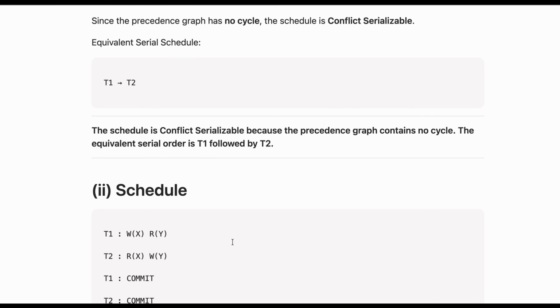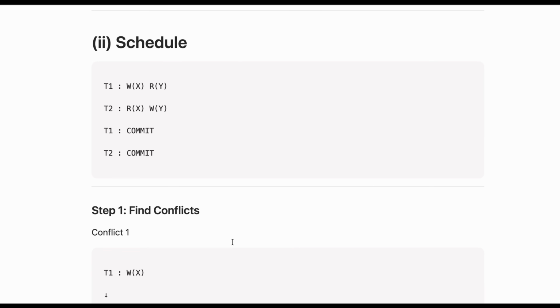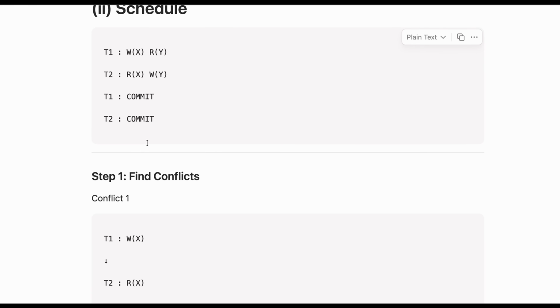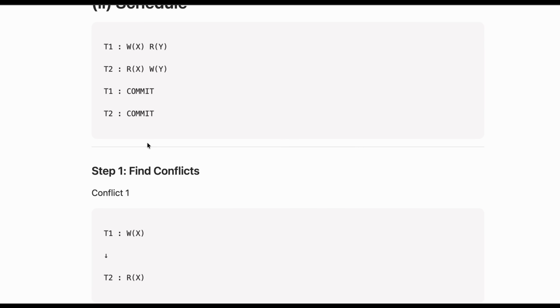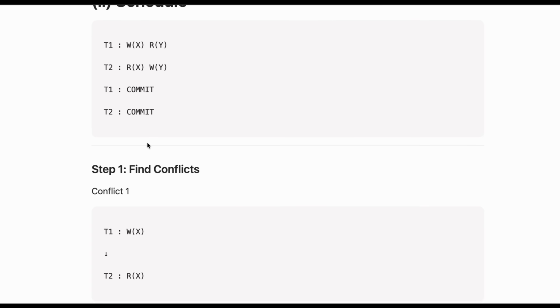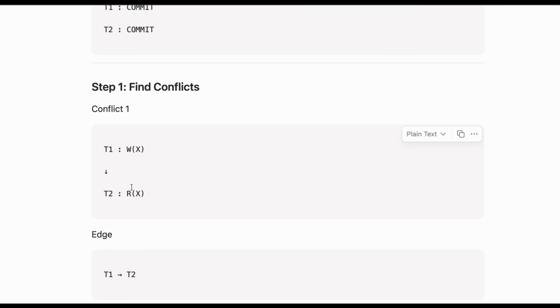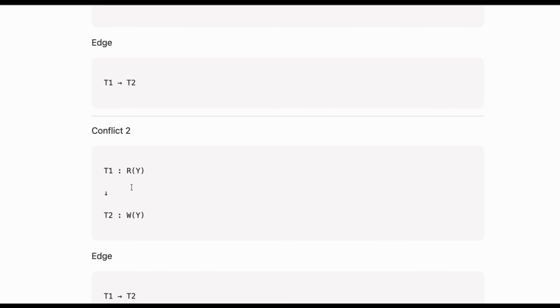Now we are moving to the second part of our first question, which is the schedule: T1 writes X, T1 reads Y, T2 reads X and T2 writes Y. Then both transactions commit. Again, first identify the conflicting operations. The first conflict is T1 writes X before T2 reads X. Here we can see that. Now look at Y. T1 reads Y before T2 writes Y. In this part, conflict 2. We can see that. Now draw the precedence graph again.